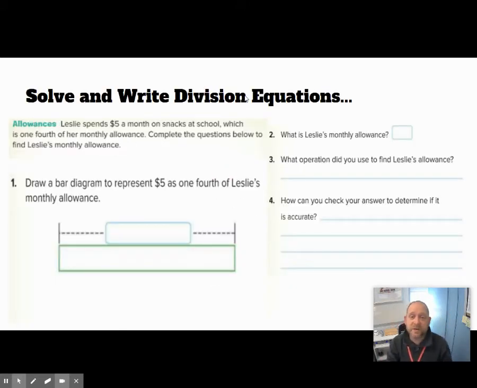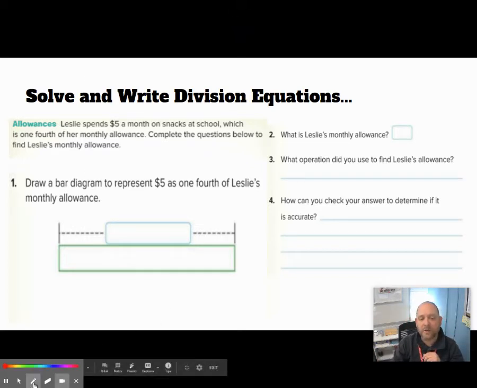So today we're going to deal with solving and writing division equations. Yesterday we used the equality property of division with multiplication problems. Today we're going to use multiplication to solve division problems.